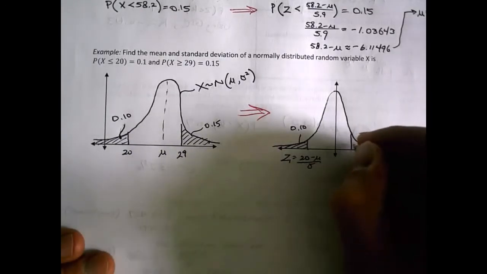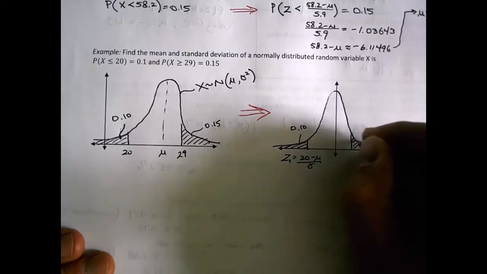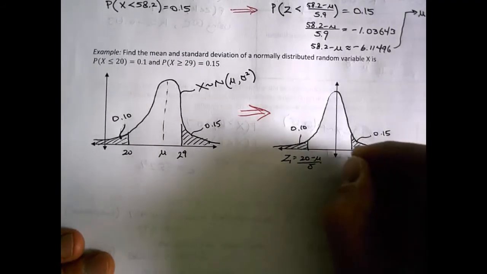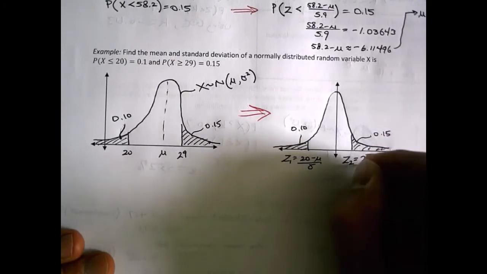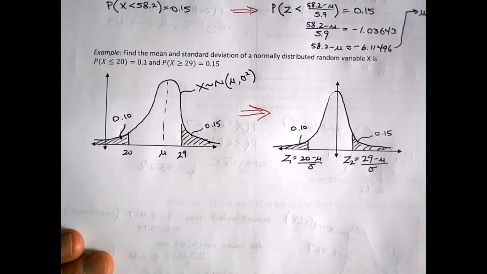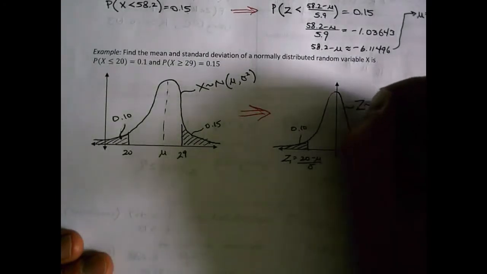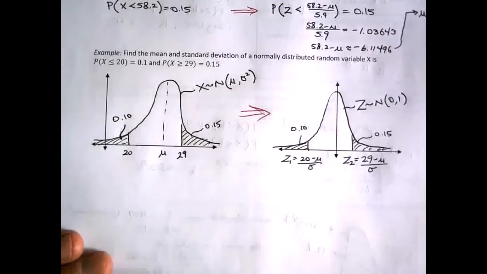Similarly, if this is 15% here, this is also z-score 29 minus mu over sigma, those unknown things. And this, of course, z follows a normal distribution of 0, 1.